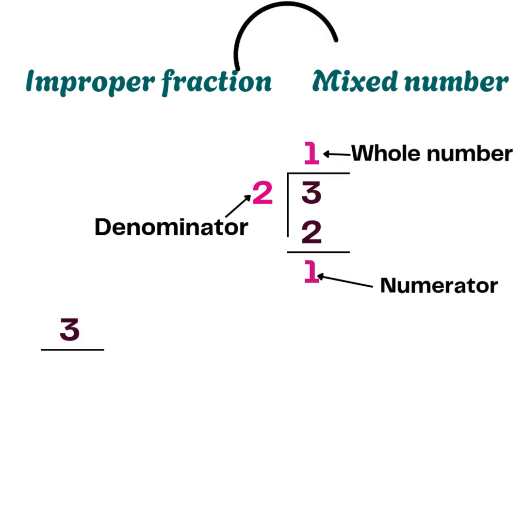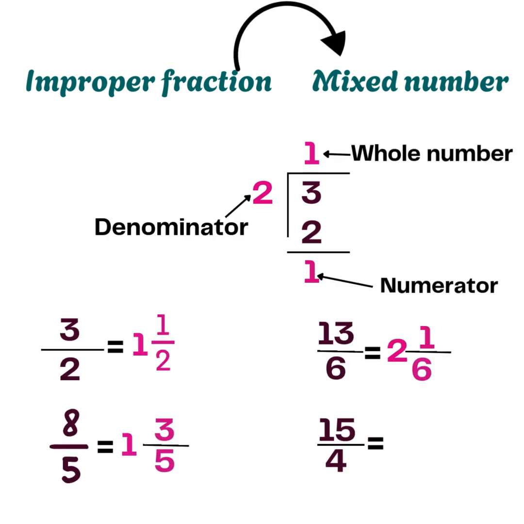Convert an improper fraction into a mixed number. Divide the numerator by the denominator. Take the quotient as the whole number of the mixed number, and the remainder as the numerator of the proper fraction. Keep the same denominator.